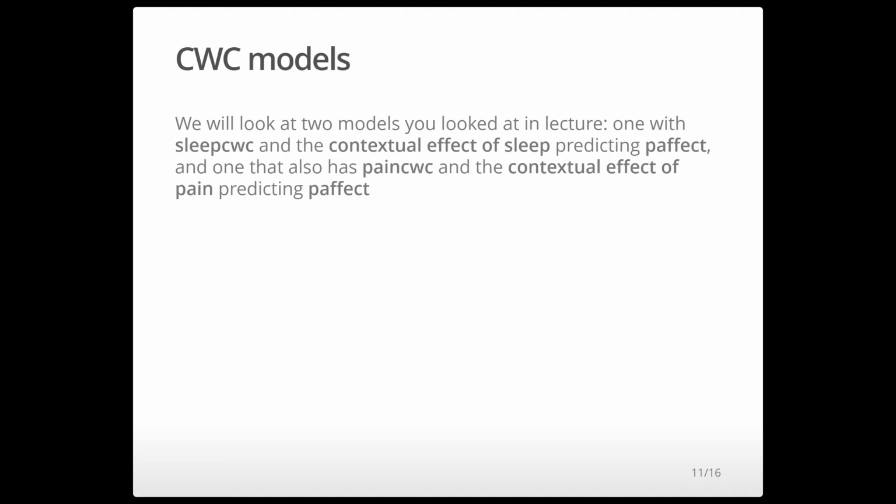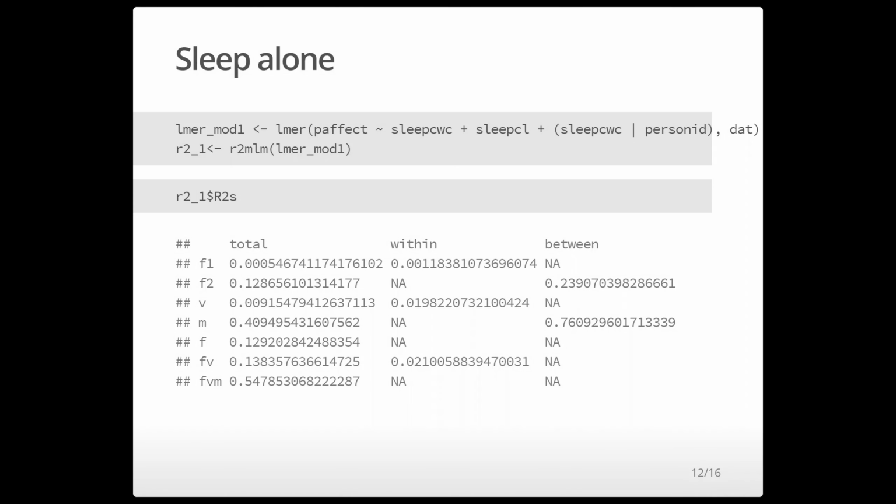So for center within cluster models, this is where you get the within and between. You'll also get within and between when you only have level 2 predictors, but in that case, you just ignore the within column anyway. That's just so you can look at the between part of the denominator, which is sensible to do with level 2 variables. But here we're looking at center within cluster models with level 1 variables. And we're going to look at two of the models you looked at in lecture, one with sleep and the contextual effect of sleep, and then one with pain and the contextual effect of pain. Or one with both sleep and pain, sorry.